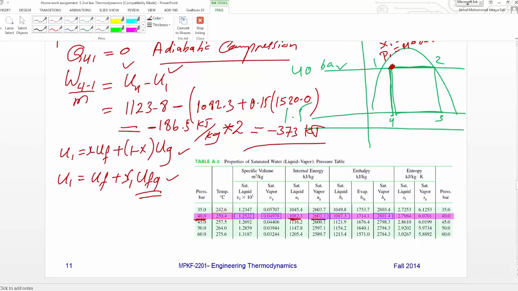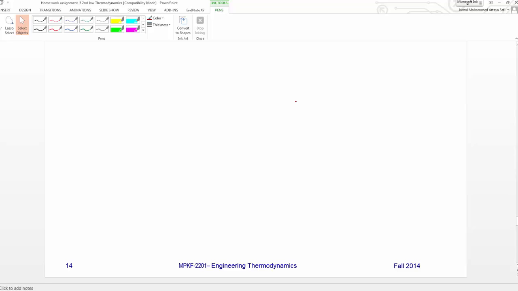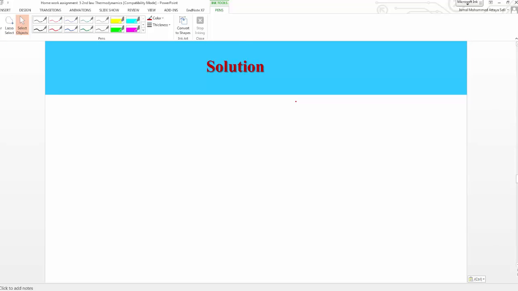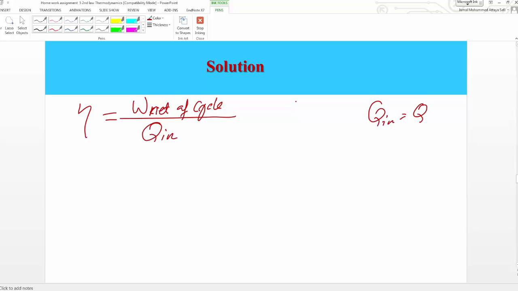Okay, now he also asked to find the thermal efficiency. Let's try to find the thermal efficiency in this case. Now the thermal efficiency can be found in two ways. One of them is that you just take the net work of the cycle, divided by Q in into the cycle, which is, I can write, Q in is the one that is Q from 1 to 2, right?